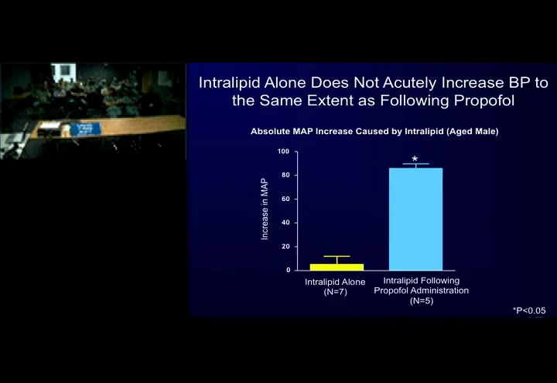And finally, Intralipid by itself, when we give it to these rats, does not increase blood pressure to the same extent as following propofol. So basically what we did for these experiments, these rats are cannulated, and we would just give them Intralipid, and you would get this little increase in blood pressure. However, if you look at the groups that had propofol given to them, the actual absolute increase in blood pressure was substantially higher in those rats given propofol.